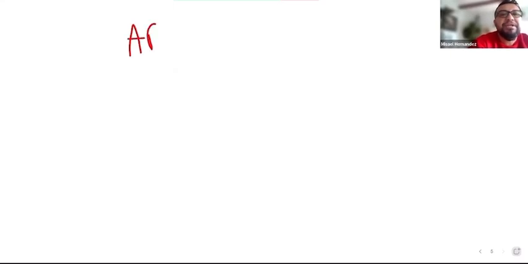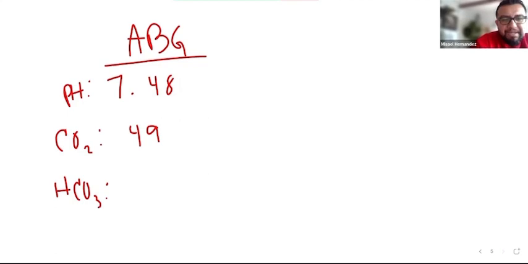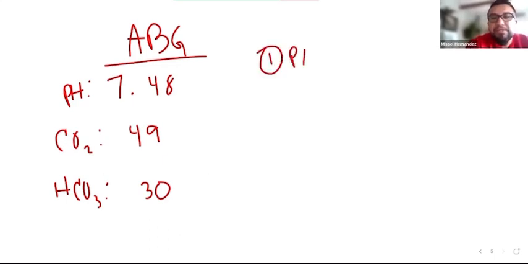Let's say that the ABG is: pH is 7.48, the CO2 is 49, and the HCO3 is 30. Again, those of you that can see this, that's great. But the first thing we do is look at the pH. What is the pH? We know that 7.35 to 7.45 is normal. Right now, the 7.48, we know that's alkalosis.